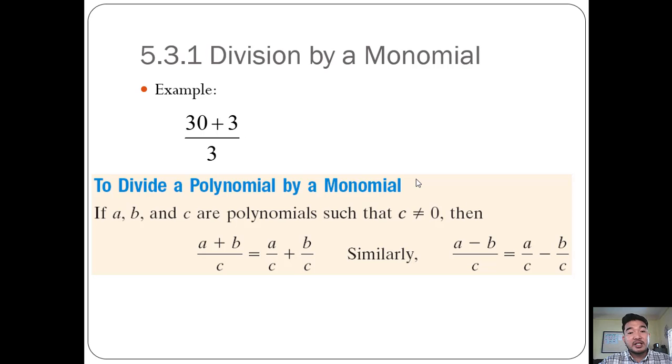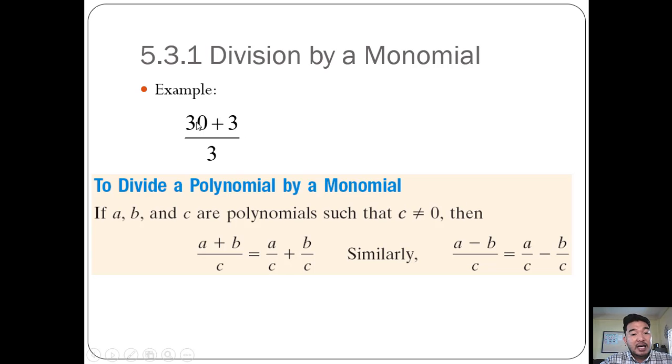In the division of polynomials, we have different ways on different terms. So for example, this first one, division by monomial. Ibig sabihin, yung polynomial, i-divide natin sa monomial. Ano na nga ulit ang monomial? Ang monomial is a polynomial with only one term.